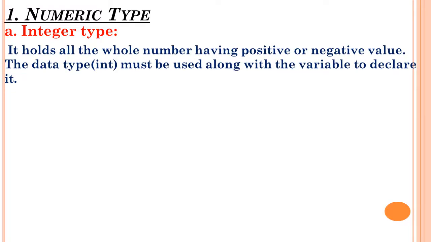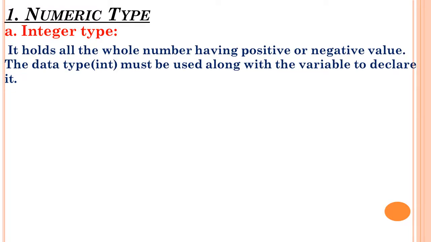First type of variable is numeric variable, right? What is the meaning of numeric here? Numeric in the sense it is in the form of a number, either a positive number or a negative number. It will be in the form of a number. In the numeric type there are two types. What is the first type? First one is integer type.